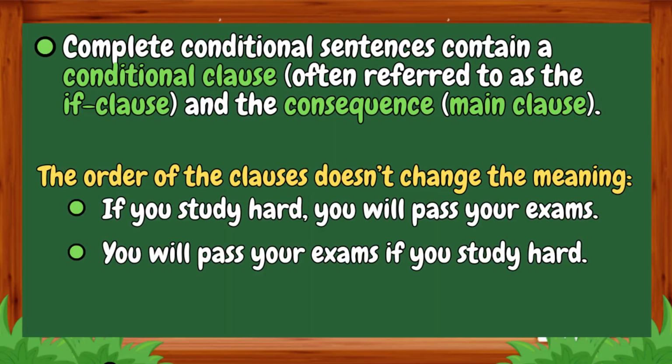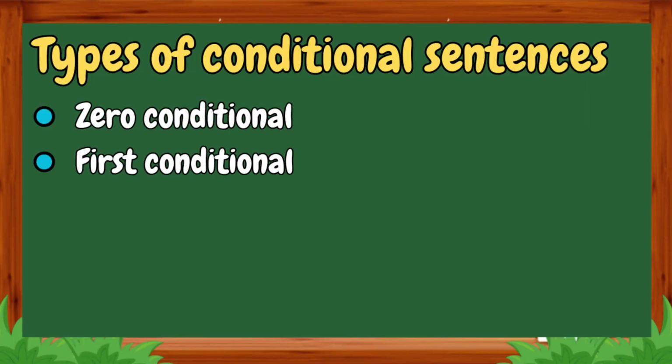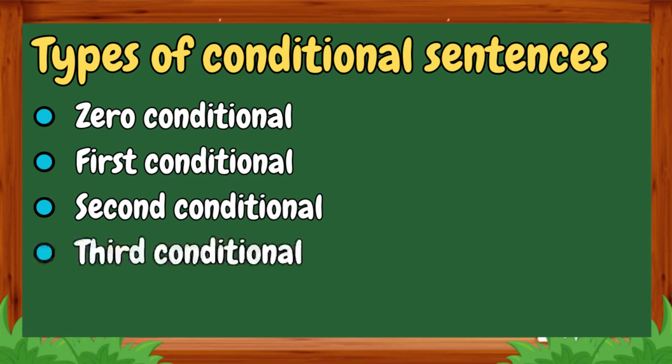For example, if you study hard, you will pass your exams. You will pass your exams if you study hard. So you can see it doesn't matter if the sentence starts with the if clause or the main clause, the meaning stays the same. And of course, I think as you all already know, there are 4 types of conditional sentences, and they are the zero conditional, first conditional, second conditional, and third conditional. So let's go look at the zero conditional first.